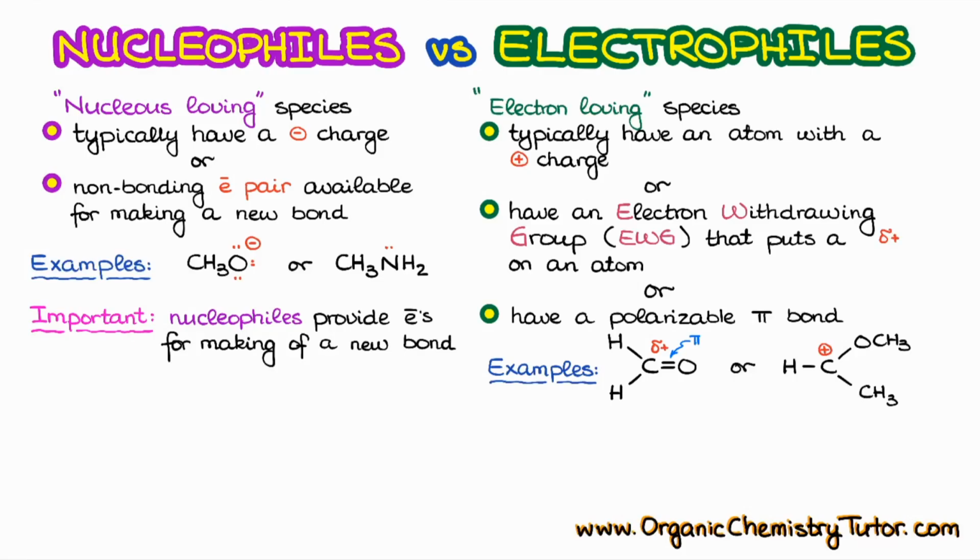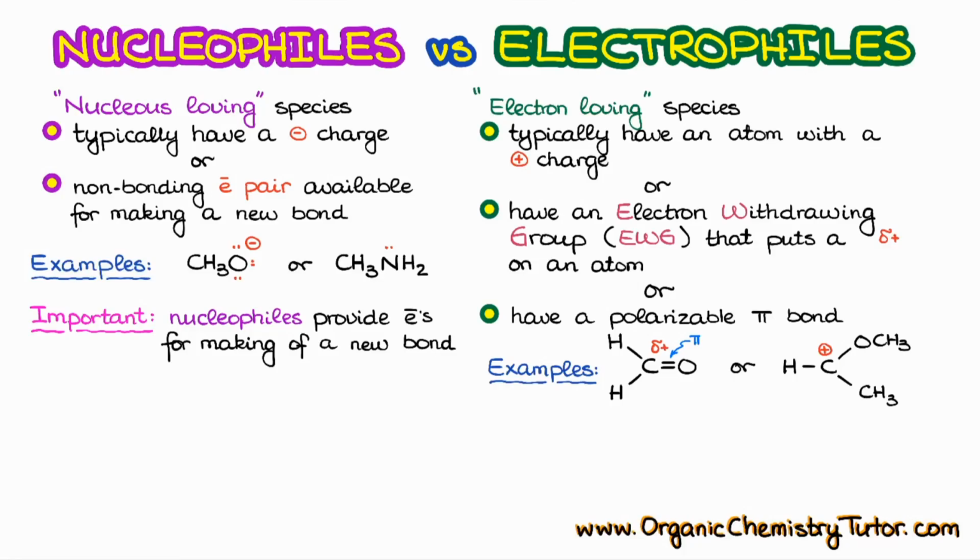The first one has the carbon-oxygen double bond. This is a polarizable pi bond, and that puts a significant delta plus on the carbon, making it very electrophilic. In the second molecule, I have the full positive charge on my carbon, and this type of species we call a carbocation, and a carbocation is a 6-electron species. It only has 6 electrons around carbon, so it's very electron deficient.